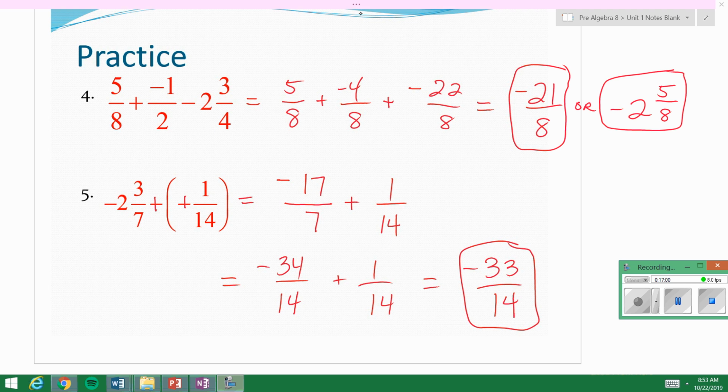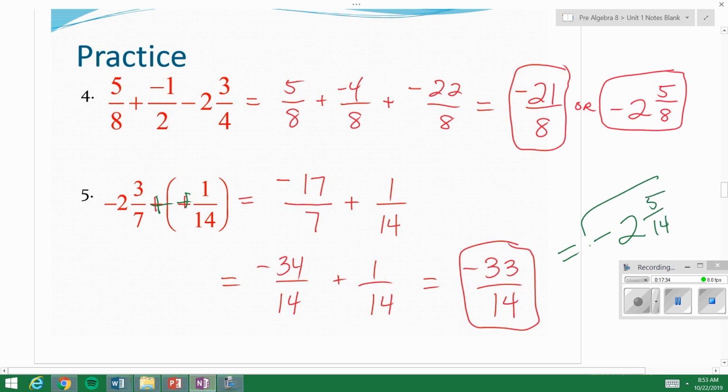Also, if you take negative 2 3/7 and minus a negative 1/14, excuse me, that's the same thing as adding 1/14. So I just went ahead and simplified that to a single sign, adding, made the common denominator of 14ths, and it's negative 33/14, which of course is equal to negative 2 and, let me see, 2 and 5/14. Negative 2 and 5/14.